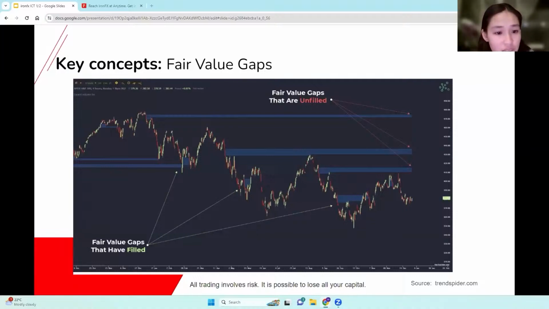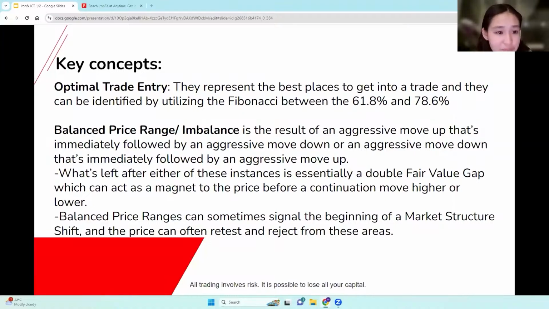Okay, so next let's look at optimal trade entry. The optimal trade entry represents the best places to get into a trade, and they can be identified by utilizing the Fibonacci between 61.8 and 78.6. So maybe I'll show you an example. Our previous webinars recently were on Fibonacci, but if you missed that, I'll just briefly go through it here.